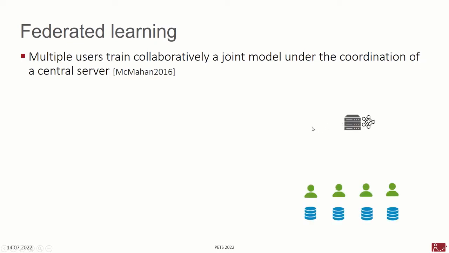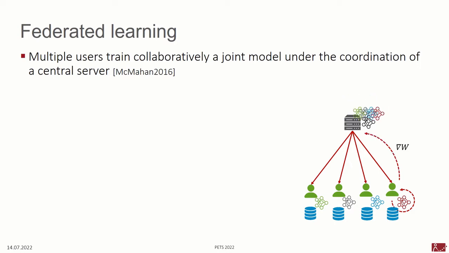The process starts with the server sending an initial model to the users, who train the model locally on their own data and send back the gradients of this model to the server. The server aggregates all these gradients, obtains the updated global model, and sends it back again to the users. We go through multiple iterations until the model converges.